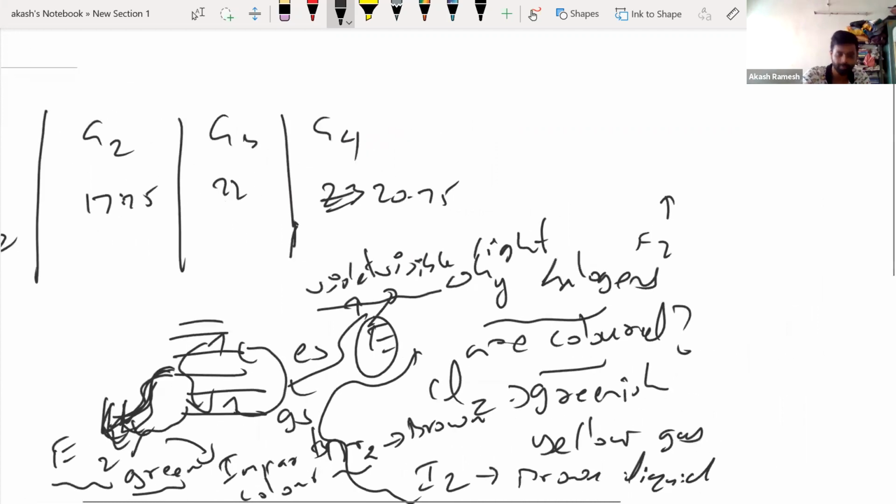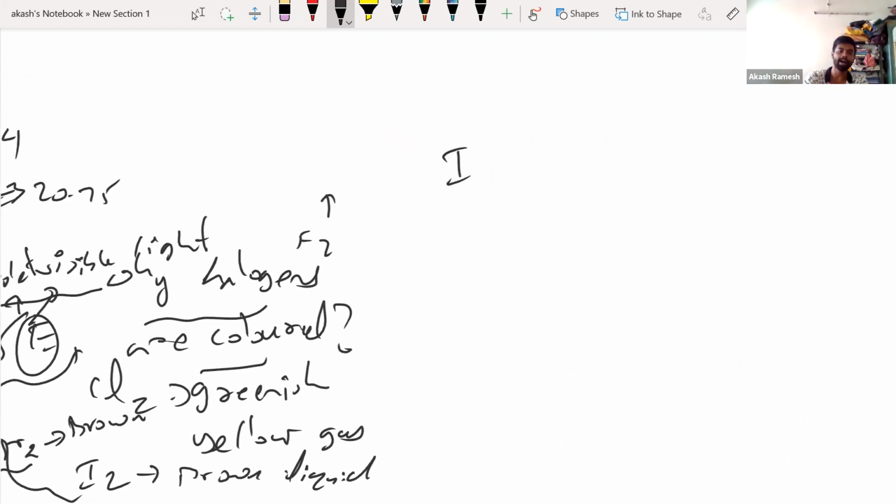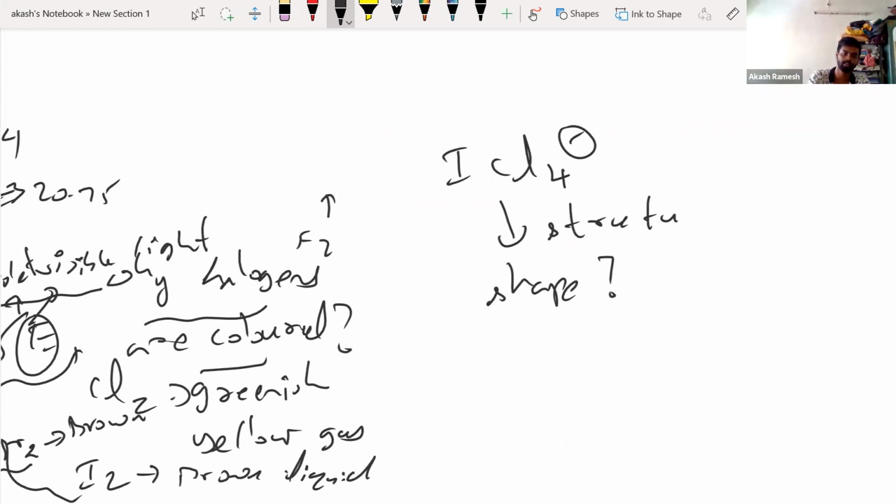Okay, group 2. I have ICl4 minus. What is the shape? And tell me, like, I have to send me in WhatsApp, right? Draw the structure, right? And mention the shape for ICl4 minus. Group 2, it's your question. I'm looking at WhatsApp.